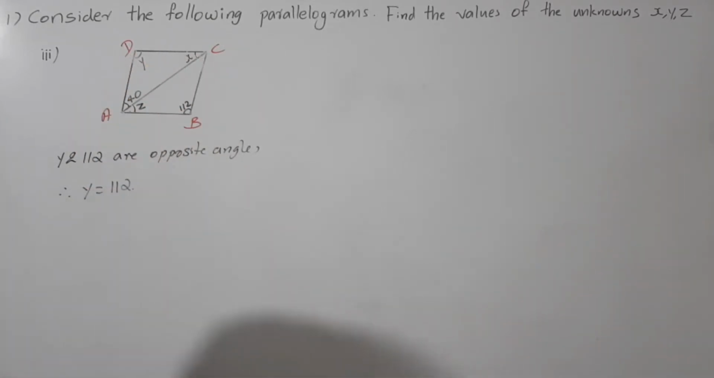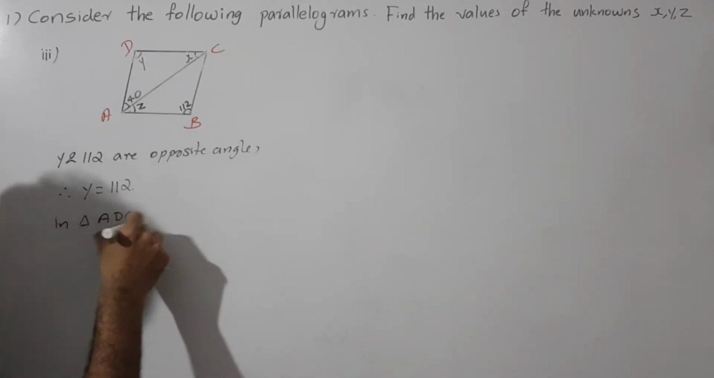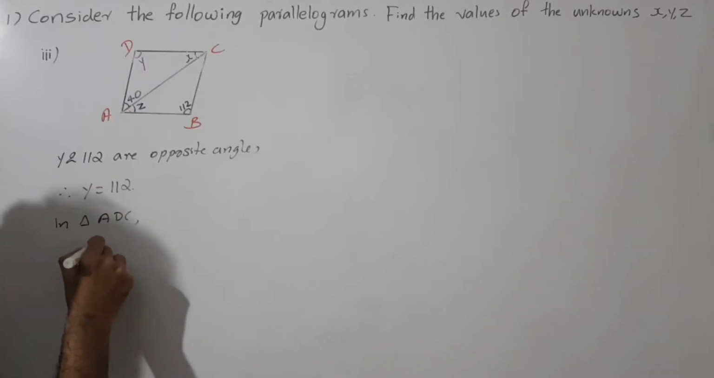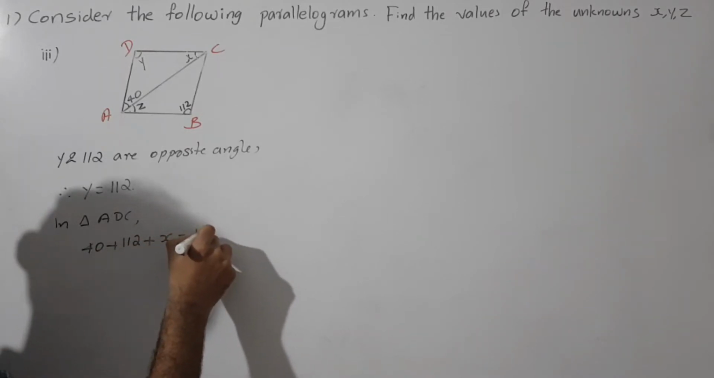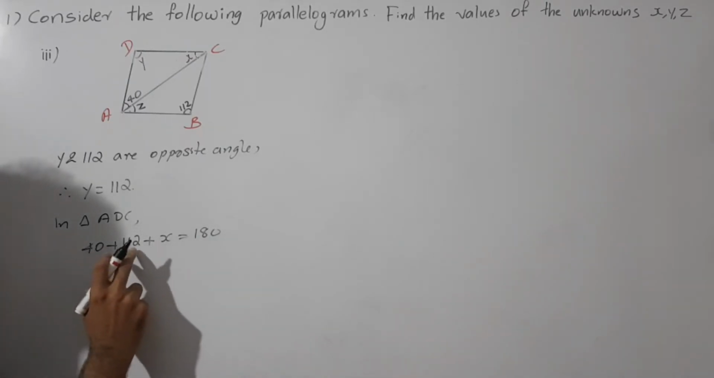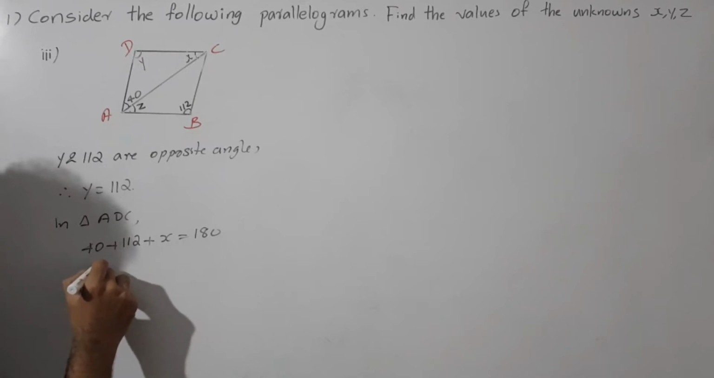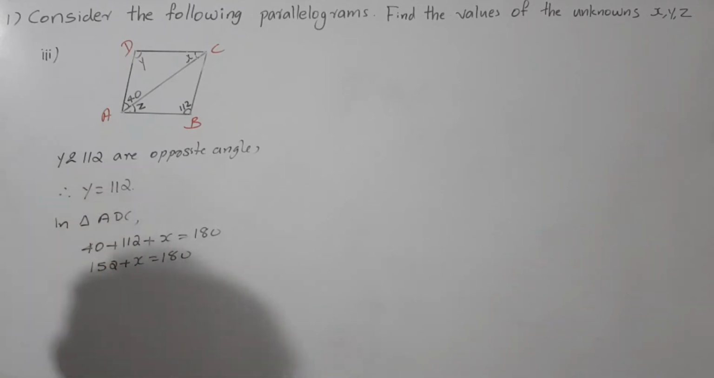We can find the value of x. Okay. So here we apply the next additional idea, that is the angle sum property of triangle. Then we write it like this: in triangle ADC, 40 plus 112 plus x is equal to 180. I think you got this. So what is this? 40 plus 112, that one is 152, plus x is equal to 180. Correct? 152 plus x is equal to 180.